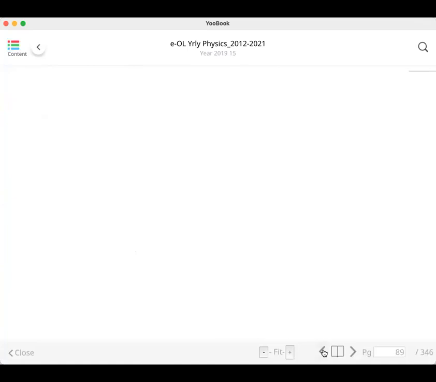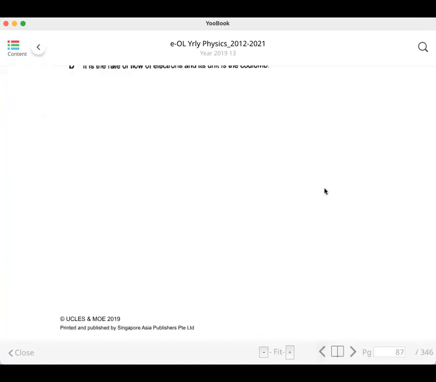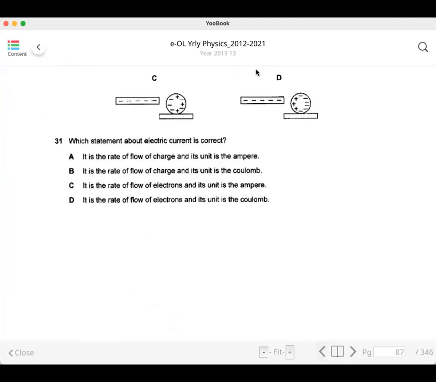Okay, do question number 31. Okay, this one is a standard definition question. So start doing question 31. You all may begin.